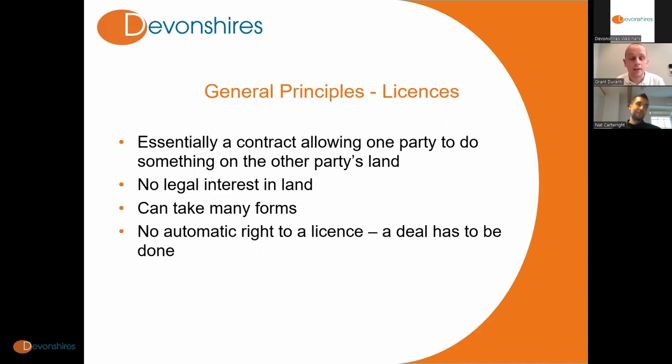So what is a license? It's effectively a contract which allows one party or whoever is authorised by that party to do something on another party's land. So it's essentially a private agreement between two landowners is the most common scenario.